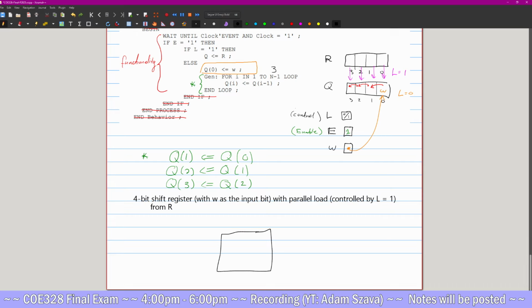So there's our circuit. These are our Qs, right? So this is Q0, Q1, Q2, Q3. And then these are our Rs: R0, R1, R2, R3. This is W. This will be our clock. And let's just say, obviously enable is fixed to 1. So let's think about what's happening here, right? I'll draw a little clock here.